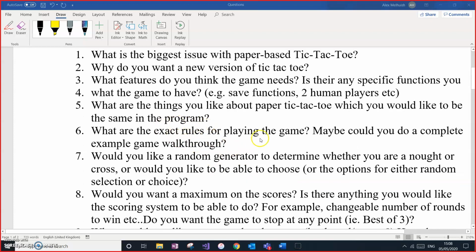So number 6, what are the exact rules for playing the game? Maybe you could complete an example game walkthrough. Now that's a really good question to ask, because obviously as a developer, if in this case you're making a game, then you need to understand the exact rules for how that game works and what happens in all the different situations and the different permutations.